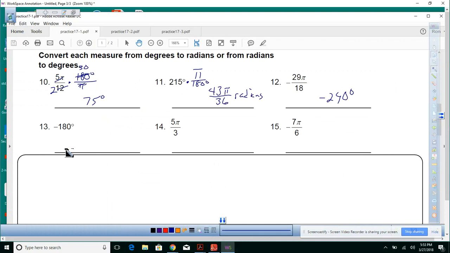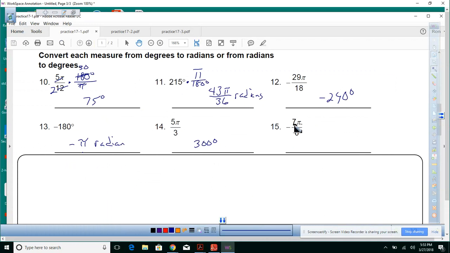All right. You try number 13, and when you get back, I'll give you the answer. Glad you're back. I got negative pi radians. Negative pi radians. That's a terrible looking pi. Negative pi. There we go. All right. You try number 14. And I got 300 degrees. That's right. Both of those two are right.